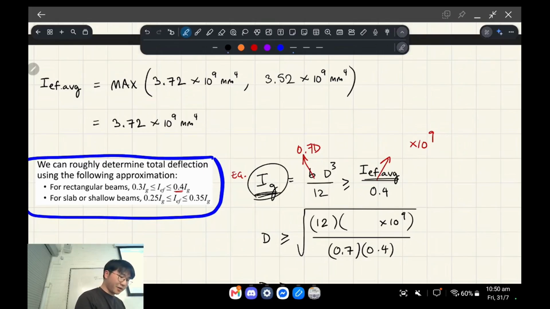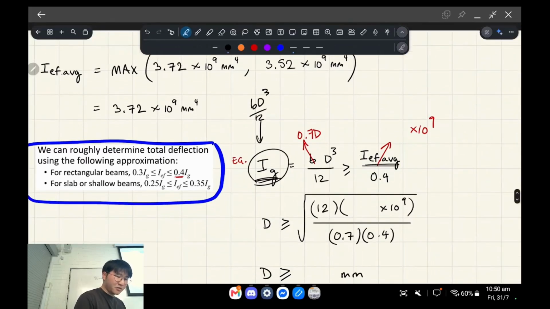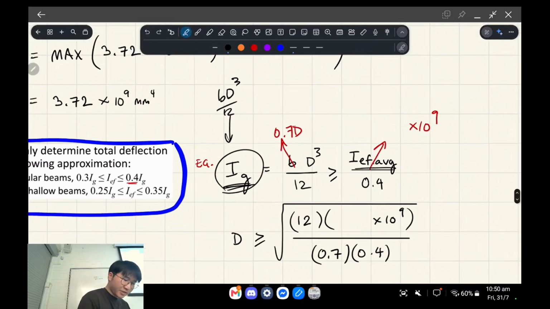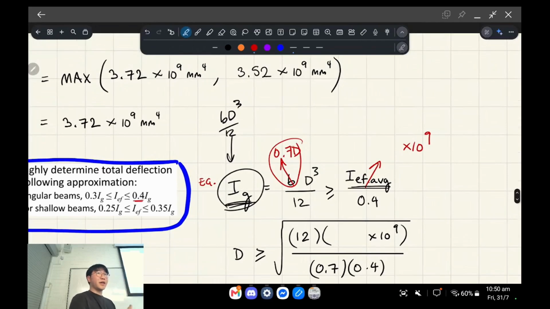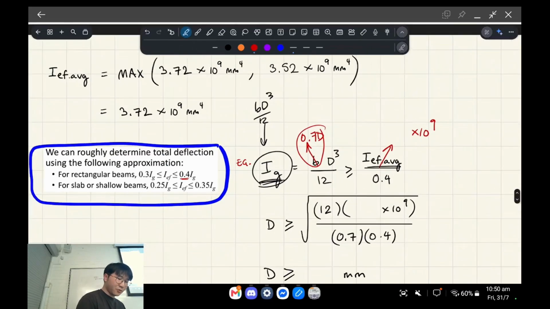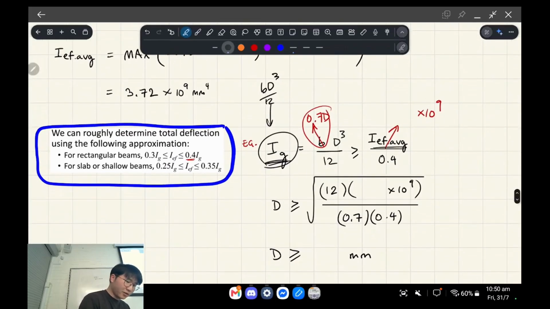And so we're going off of IG, which is BD cubed on 12. So how is BD cubed on 12, or rather the depth component specifically, related to the cracked section stiffness? It's through this factor of 0.4 as an approximation. So just keeping the same cross-section ratio in mind of 0.7, we're going to be able to get this formula. Oh, I'm missing a 4 there. Oops. We're going to be able to get this formula, which looks like this. Okay.